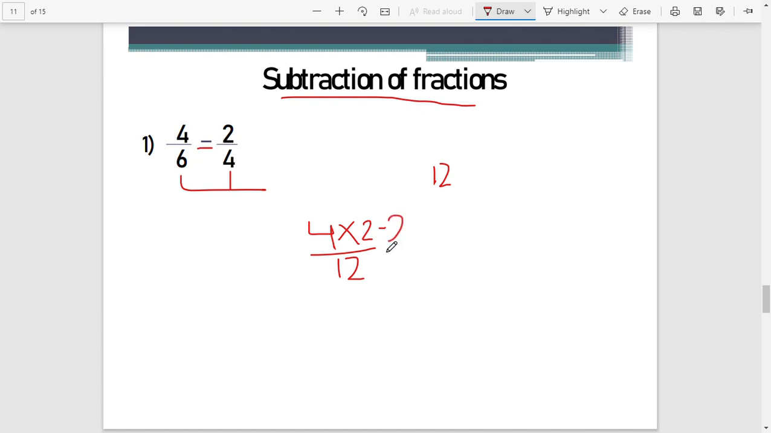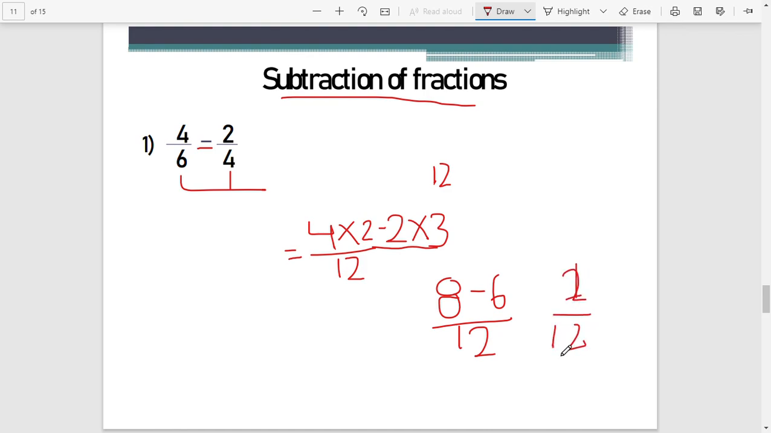2 we will write as it is because 2 is the numerator. And multiply by 4, how many times 12? 3. Now we have to do 4 2s are 8, 3 2s are 6, and the denominator 12 we will write as it is. So it will come 2 upon 12. We will find the lowest form, which is 1 upon 6. So 1 upon 6 is the correct answer. This is how we do subtraction.